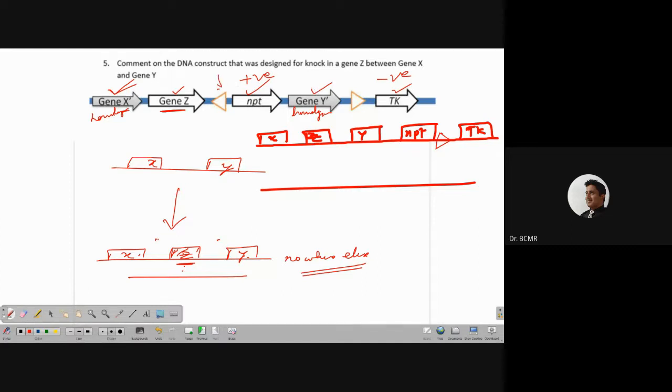What are these arrowheads? Why do we have them? So the inverted repeats. Okay. What are they useful for? So homologous recombination. No, this is for site-specific recombination.